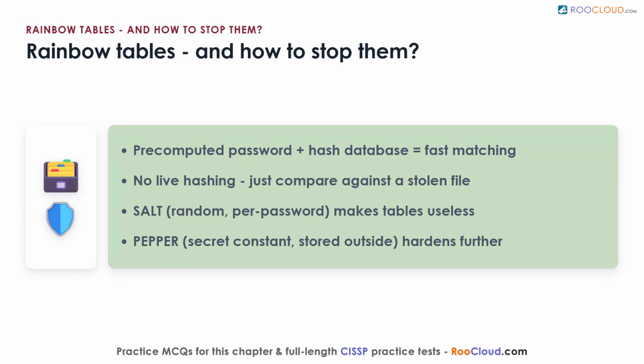The defense is a salt, a chunk of random data added to each password before hashing. Salts make pre-computed tables useless, because the attacker would need a fresh table for every possible salt. Adding a pepper, a secret constant kept outside the database, hardens it even further.